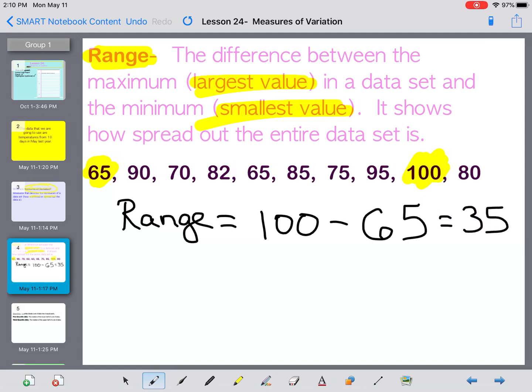Okay, and what that means is that all of our temperatures that I looked at in May, they range within 35 degrees of one another. So that pretty much sounds like Michigan. We could have a really cooler day of 65, and then it can go all the way up to 100. So that's where we've been.